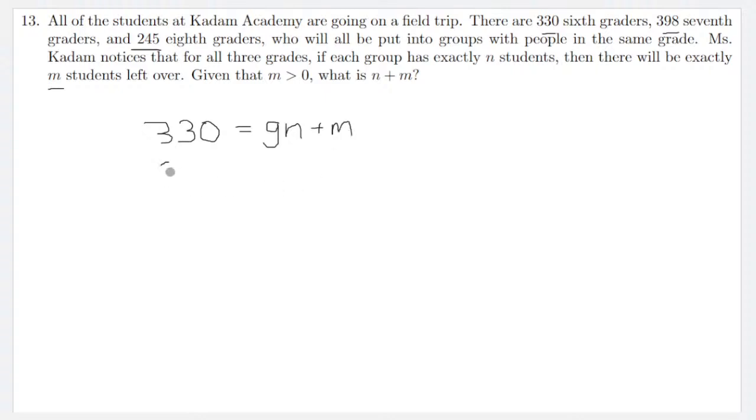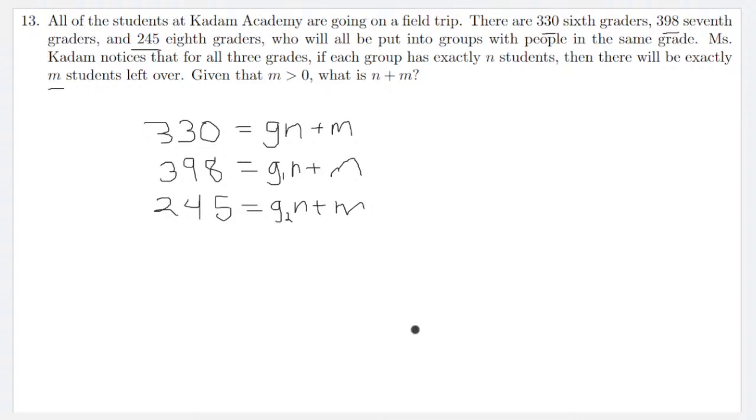Okay, now let's do the same thing for 7th grade. 398 equals G, well, we can't use the same G, so I'll just say G1 n plus m. And then finally, 8th grade is 245. And let's say G2 n plus m. Well, this m term is actually a little annoying for us. So let's try to get rid of the m.